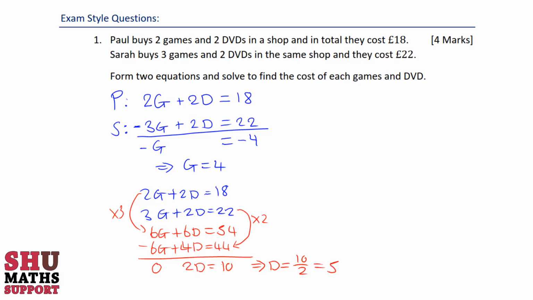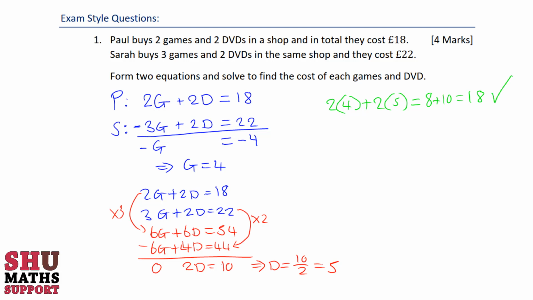So we have G is equal to 4 and D is equal to 5. So let's substitute our solution into both equations just to make sure it's correct. So we have 2 times G, which is 2 times 4, plus 2 times D, which is 2 times 5, is equal to, so 2 times 4 is 8, and 2 times 5 is 10, and 8 plus 10 is 18. So we know the solution works for our first equation.